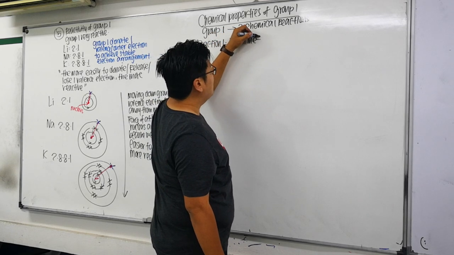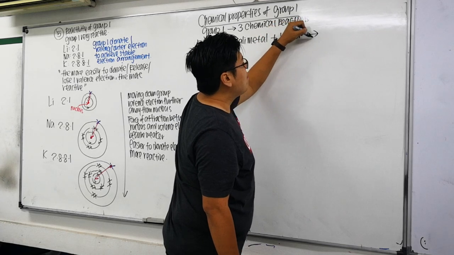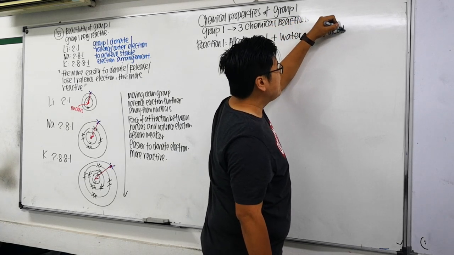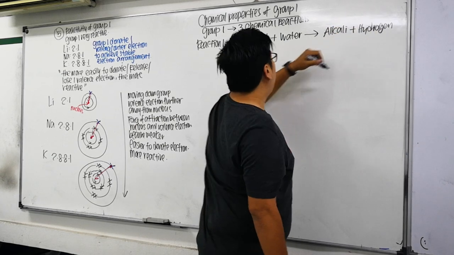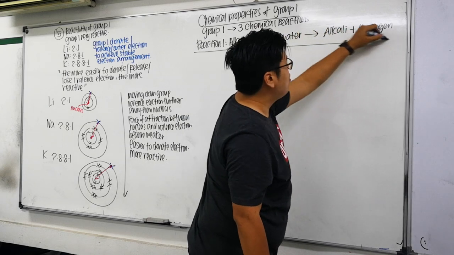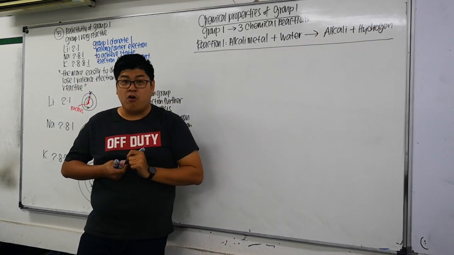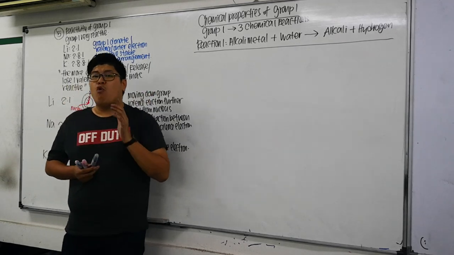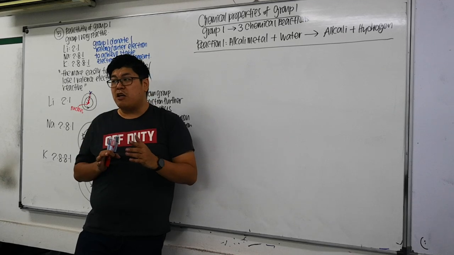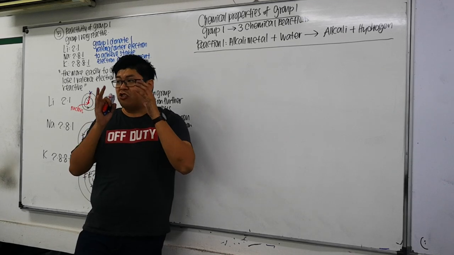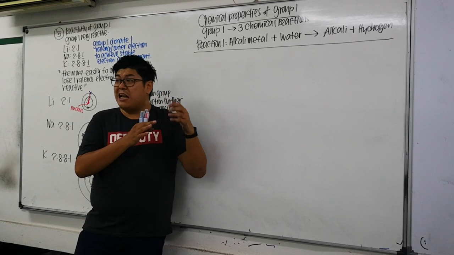When an alkali metal is thrown into water, you form alkali and also hydrogen. So this is what you need to know: alkali metal put in water forms alkali. Guys, they don't call it alkali metal for fun. Group 1's nickname is alkali metal. Why? Because they can do some magic: they can change the water into alkali. That's why they call it alkali metal.